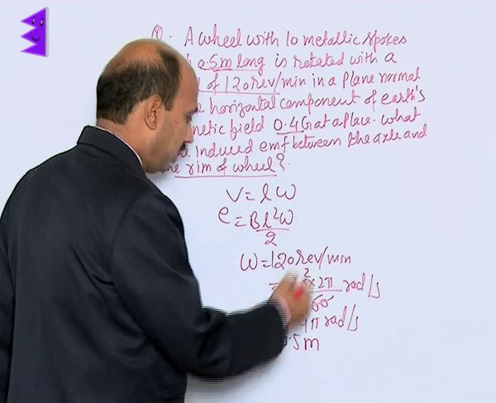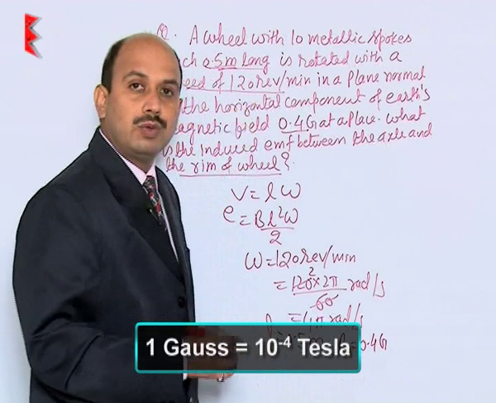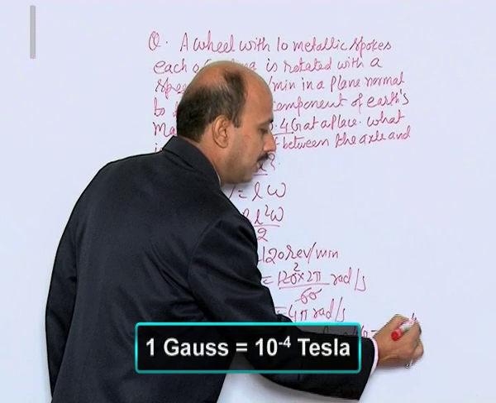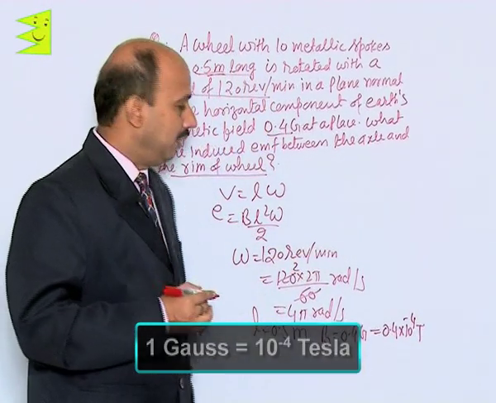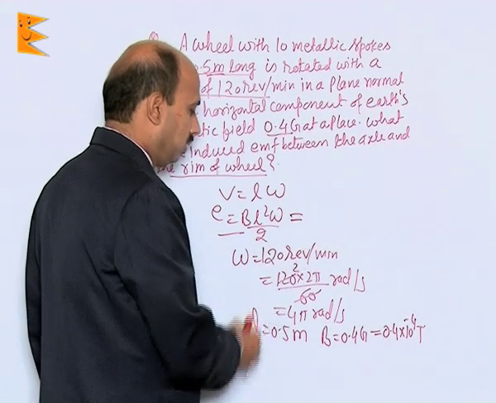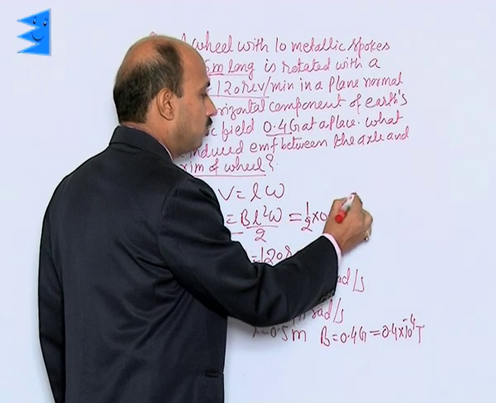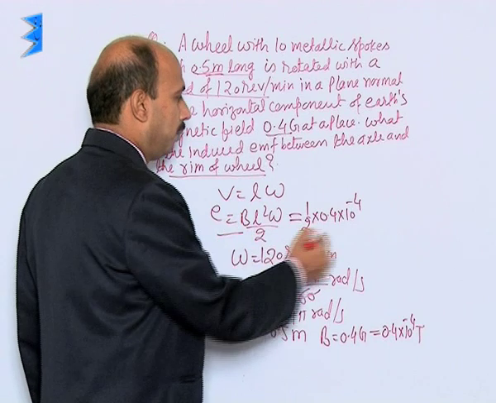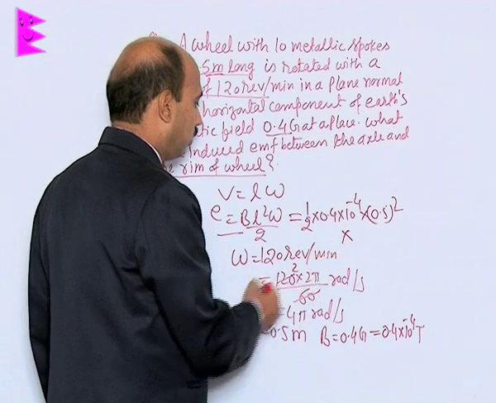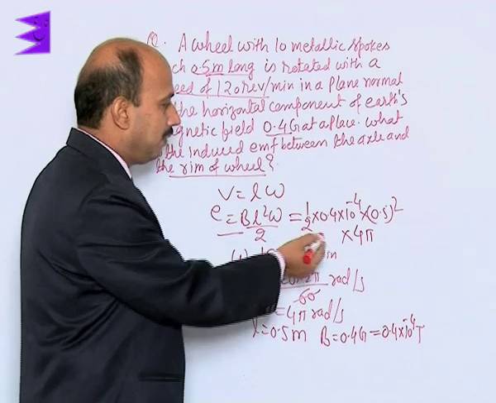Magnetic field B is given to you as 0.4 Gauss, and 1 Gauss is equal to 10 raised to power minus 4 Tesla. So, we can write 0.4 into 10 raised to power minus 4 Tesla. This is the magnetic field. Now, we can calculate E. Putting everything here, that is 1 by 2 into 0.4 into 10 raised to power minus 4, that is the value of B, into 0.5 square, into omega, that is 4 pi. So, this will be the induced EMF in this case.